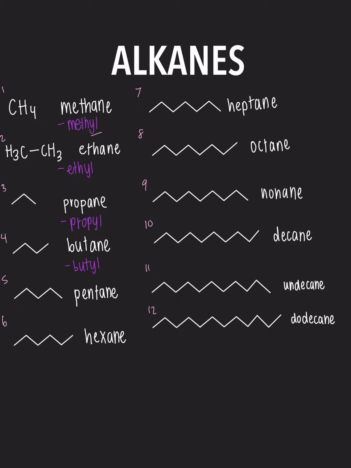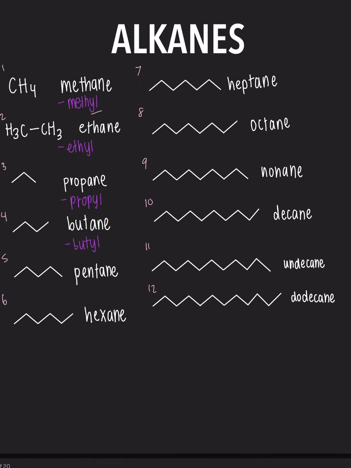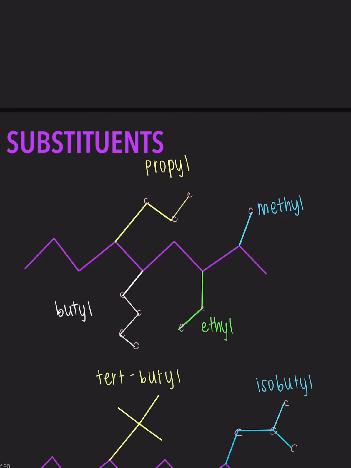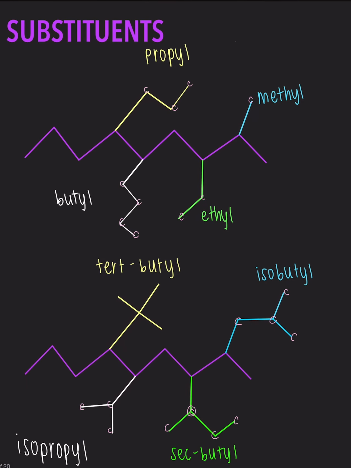Now for substituents, like I promised. When I was learning organic chemistry, they just kind of said, okay, if you have a CH2, CH2, CH3, that's a propyl. Okay. My brain doesn't work like that. I need to see it. So that's why I drew it and color-coded it for you guys to be able to actually see what it is. So again, methyl is just 1 carbon. Ethyl is 2 carbons. Propyl is 3 carbons. And butyl is 4 carbons.